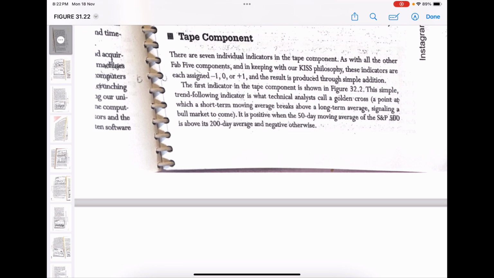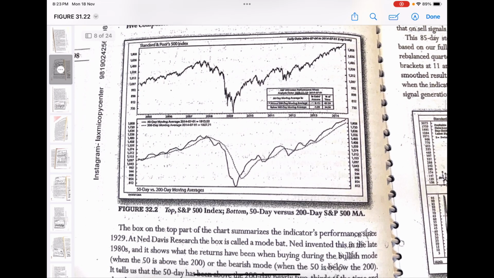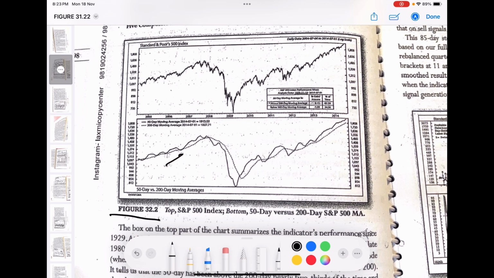So you know what a golden cross is? It's when a shorter-term moving average crosses a longer-term moving average. If you look at figure 32.2, you can see this diagram. We are using a 50-day moving average and a 200-day moving average.